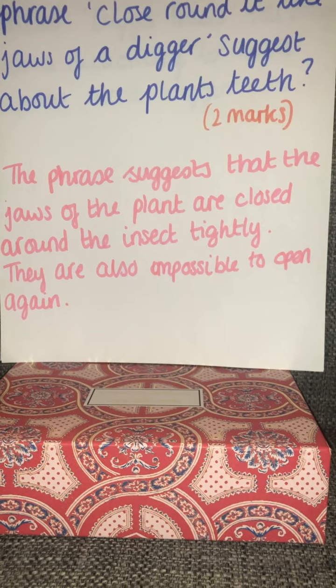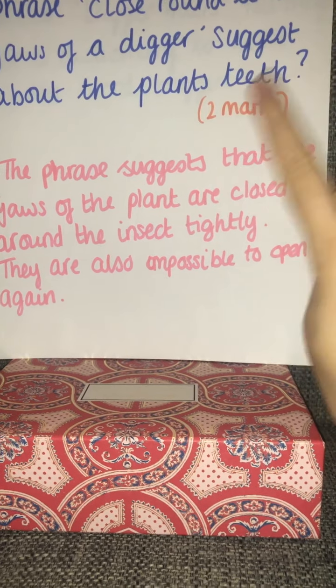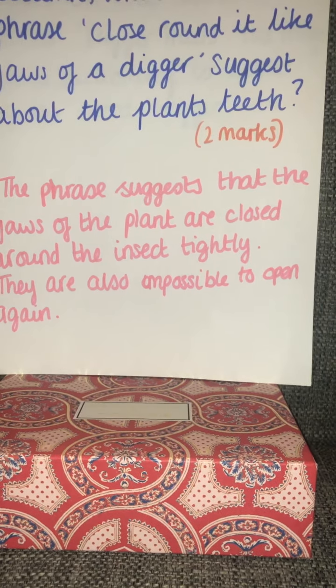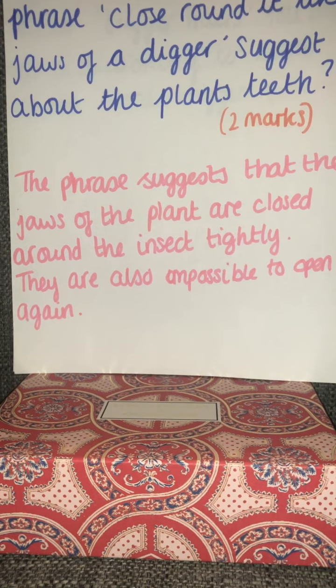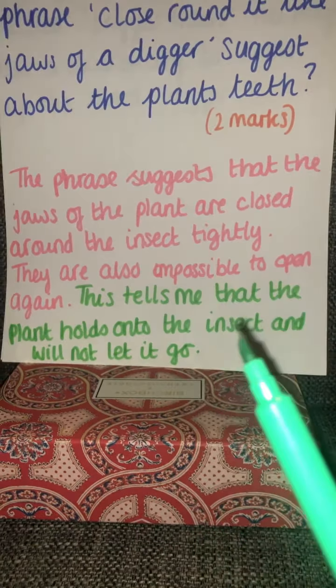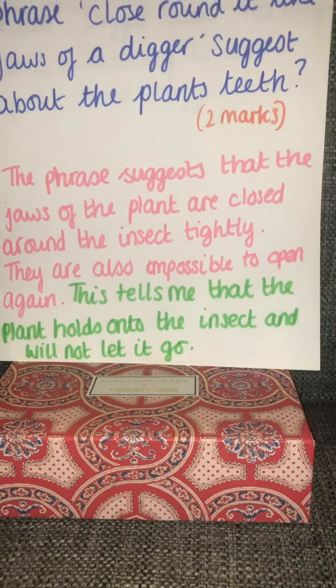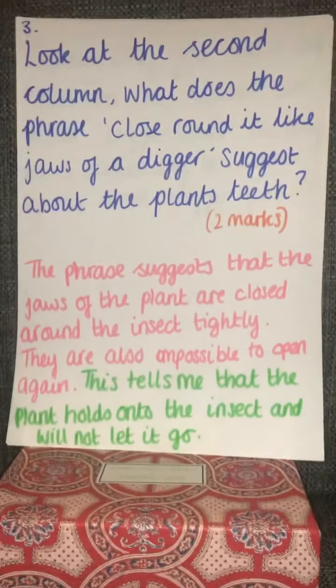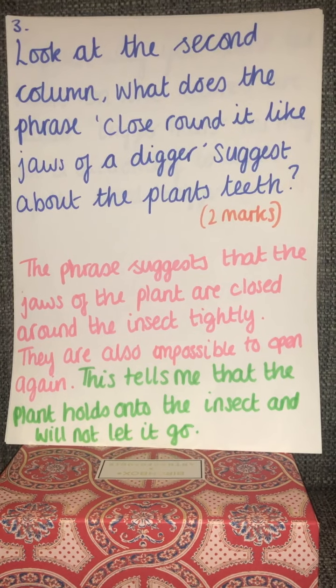Now I think I need to add more detail because it's a 2-mark question. So I'm actually going to add a sentence onto that now. On the bottom I've added: this tells me that the plant holds onto the insect and will not let it go. It finishes off my answer nicely and it gets me those 2 marks for that question.